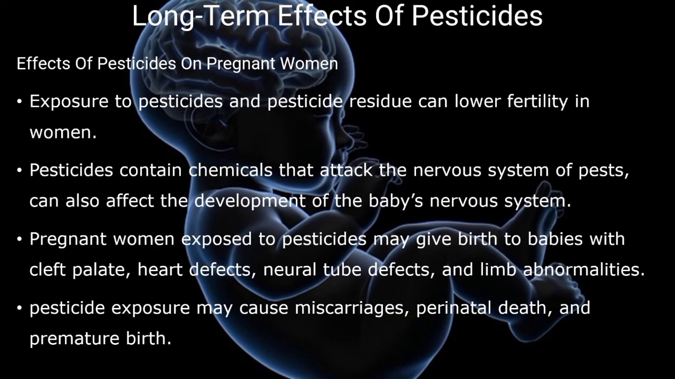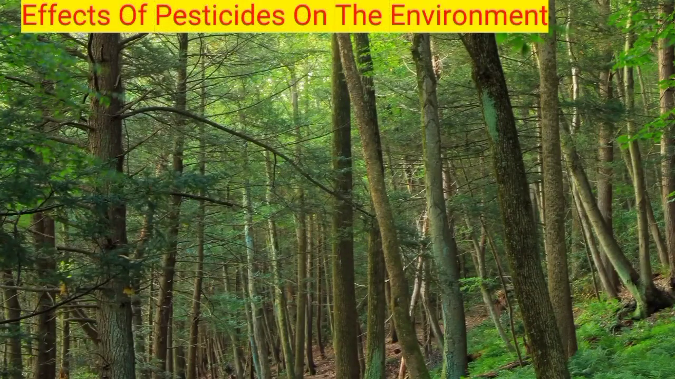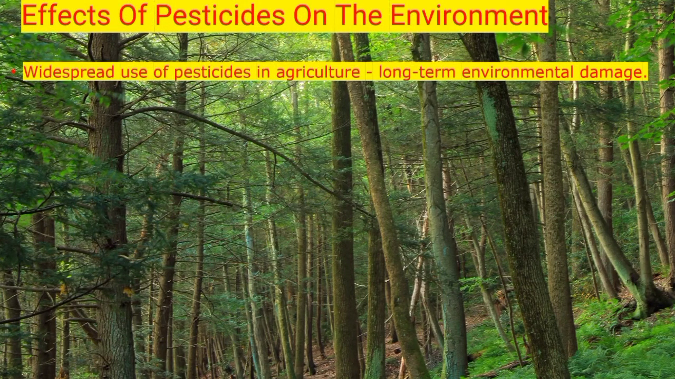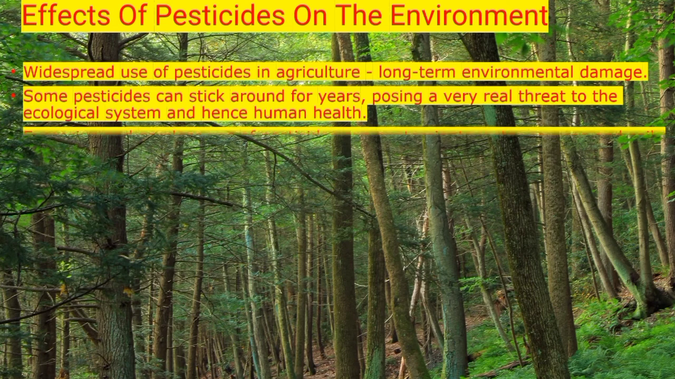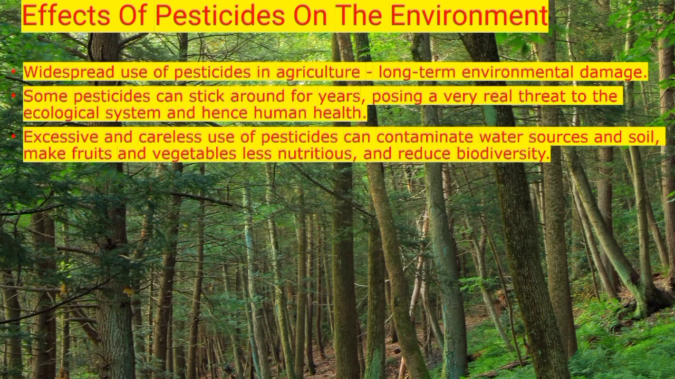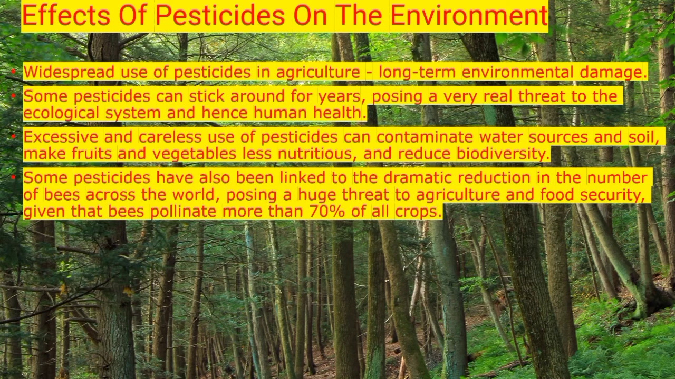Effects of pesticides on the environment. Widespread use of pesticides in agriculture causes long-term environmental damage. Some pesticides can stick around for years, posing a very real threat to the ecological system and hence human health. Excessive and careless use of pesticides can contaminate water sources and soil, make fruits and vegetables less nutritious, and reduce biodiversity. Some pesticides have also been linked to the dramatic reduction in the number of bees across the world, posing a huge threat to agriculture and food security, given that bees pollinate more than 70% of all crops.